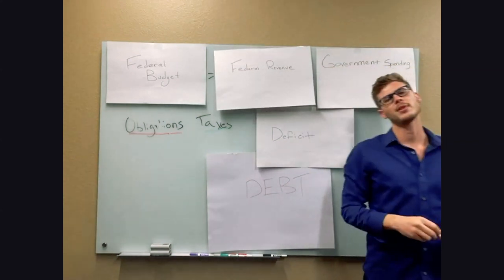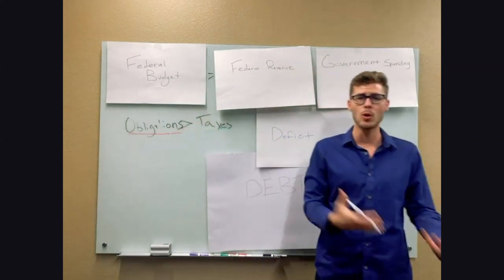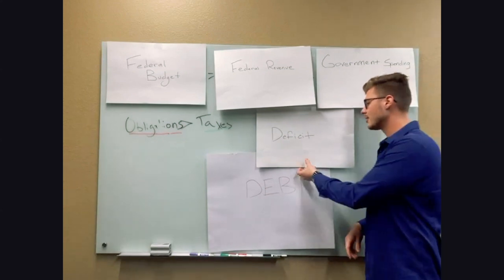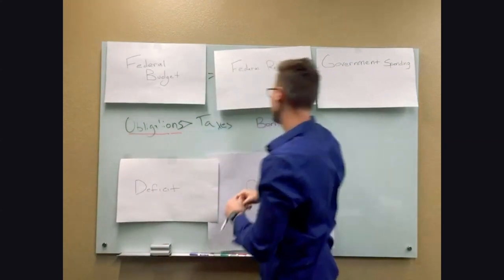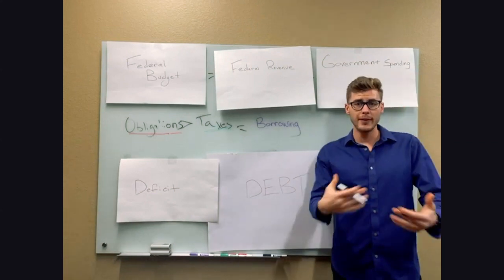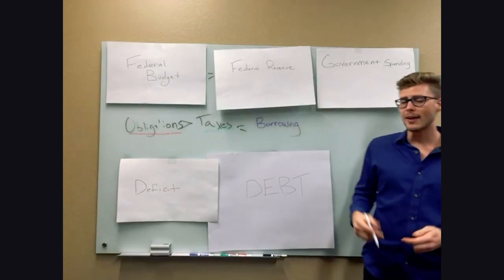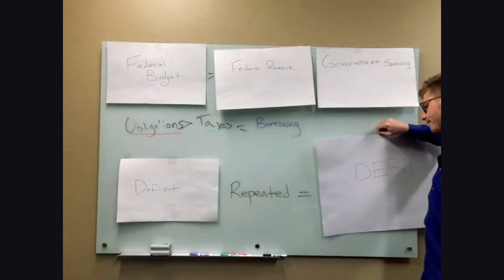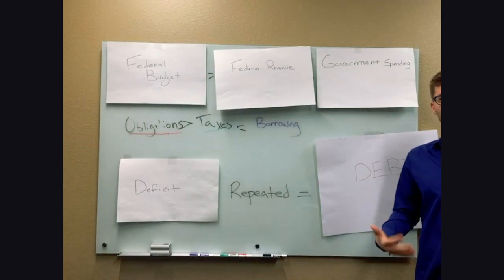So what happens if there are more obligations than there are taxes? What happens if there are more expenses than money coming in? Well, you have a deficit, and a deficit means you have to borrow. In other words, to make the federal budget even out, you have to do some borrowing and add that to your revenue. And the deficit is an annual figure, repeated over and over again, and that's how you get debt. Debt is just the deficit repeated over and over again.